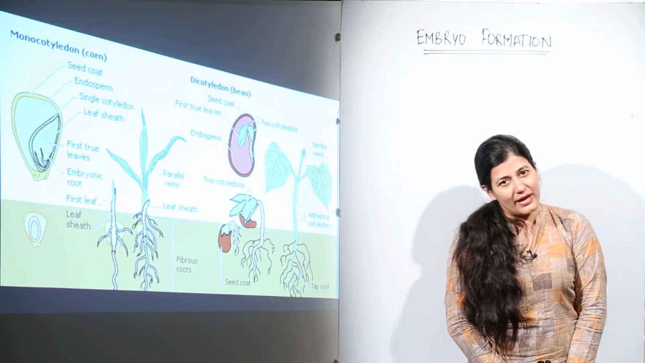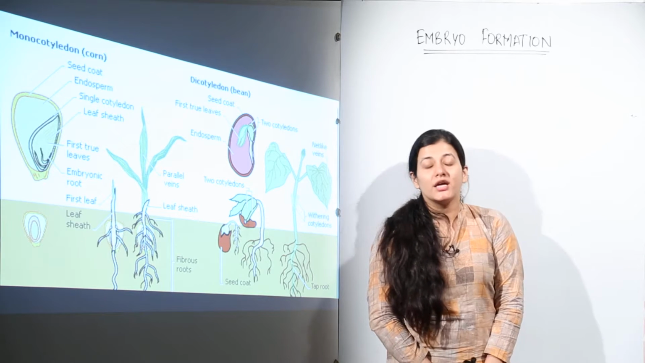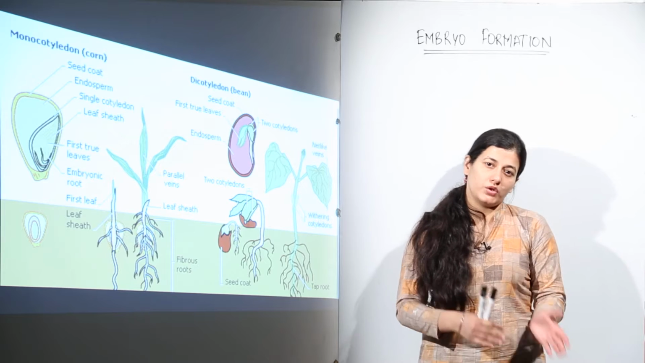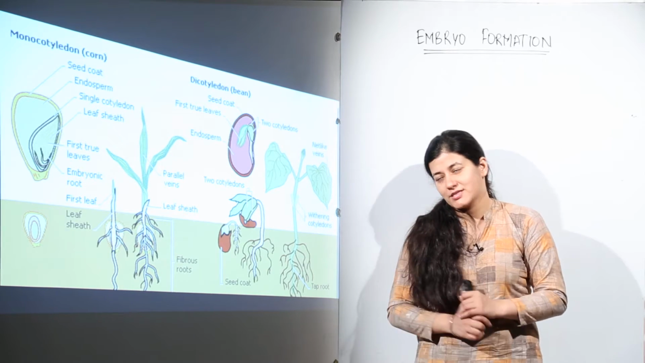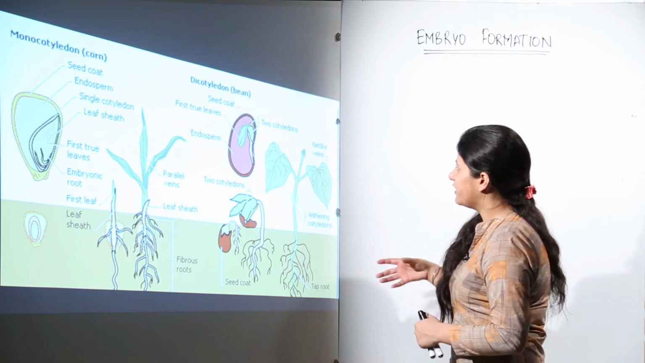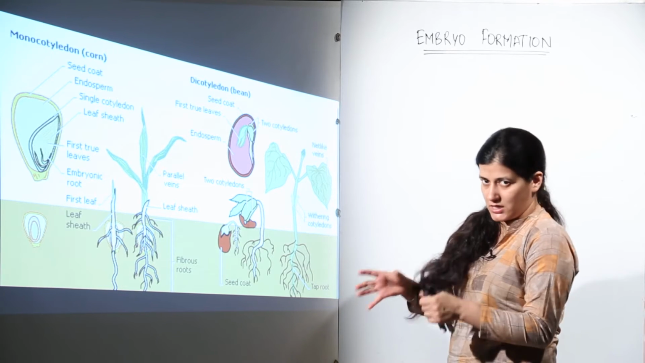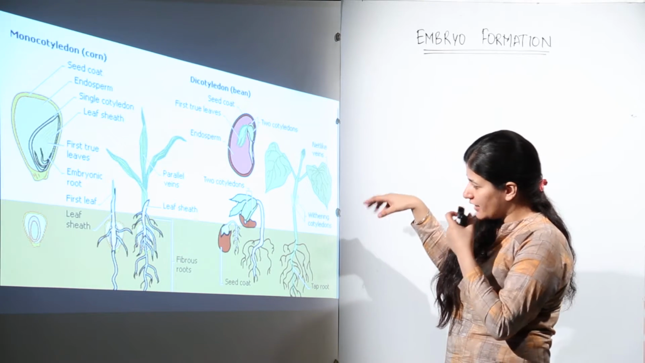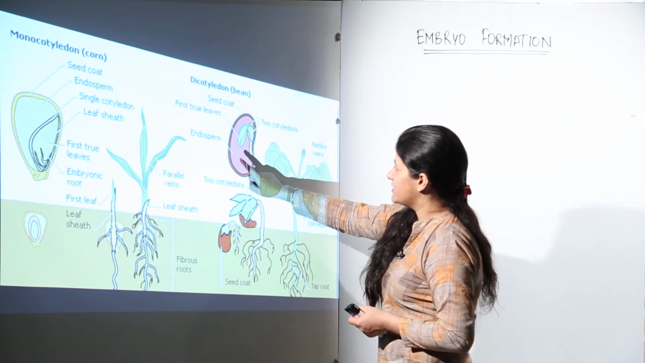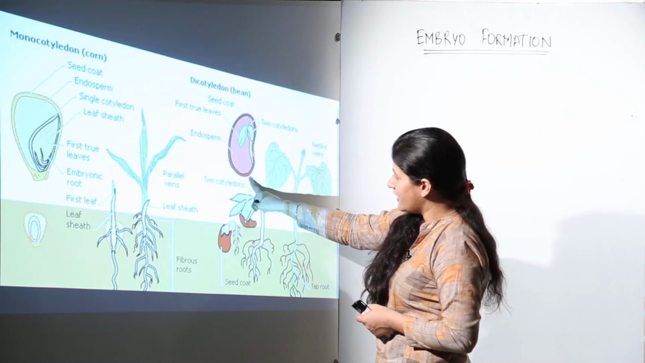Having discussed the processes which lead to the formation of the zygote, now we are going to see how embryo formation takes place both in monocots and dicots. What you see over here is a plant which has cotyledons, and what you have to pay attention to in this diagram is this part of it. You can skip all the rest.